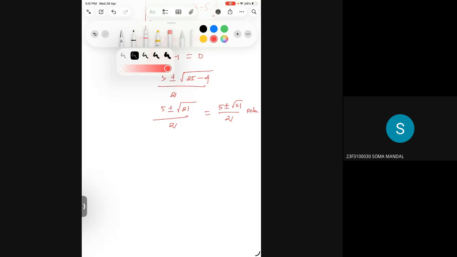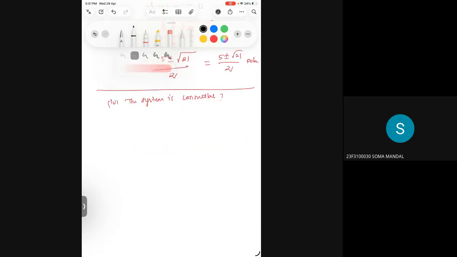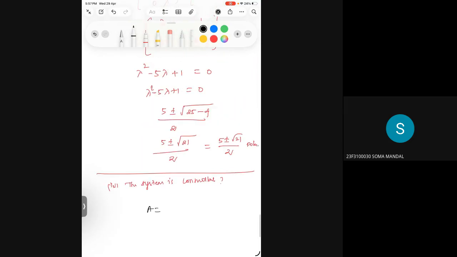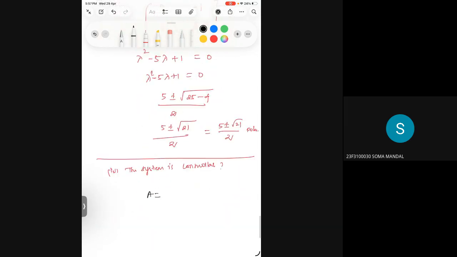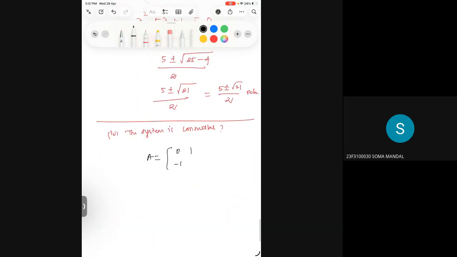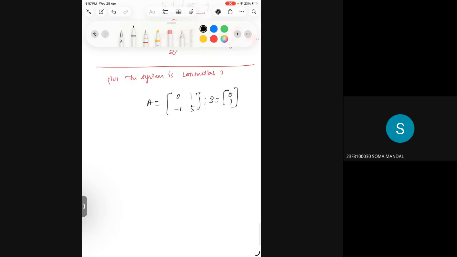Now they are asking to find whether the system is controllable or not. So what is your linearized matrix? A equal to [0 1; -1 5]. B is [0; 1]. So what is the controllability matrix? It will give B, AB. If it is 3 cross 3, A squared B will also come. So B is [0; 1].